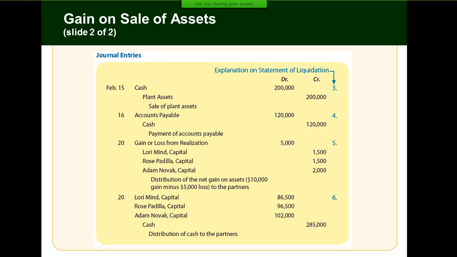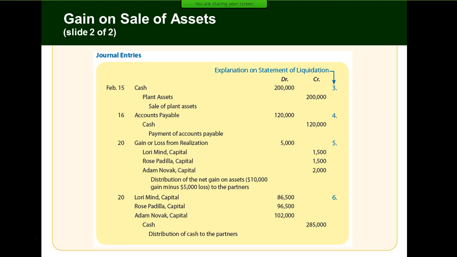Now let's look at the plant assets. We have cash of $200,000. Plant assets had a book balance of $200,000. Those just get zeroed out. Now our accounts payable, we paid them off. We debited accounts payable and credited cash to zero it out.